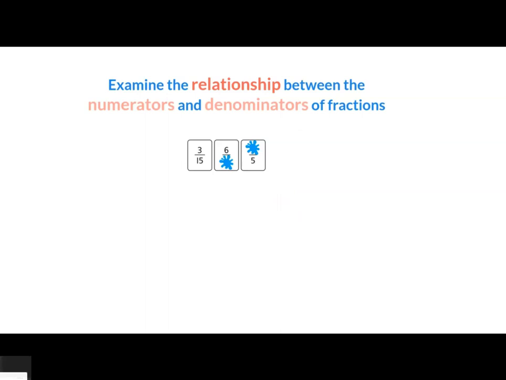Right, here we've got 3 equivalent fractions. 3/15 is the same value as 6, we don't know what, and that is the same value as a number of fifths, but there's a missing denominator and a missing numerator. We're going to examine the relationship between the numerators to begin with to work out what the missing denominator is in the second one.